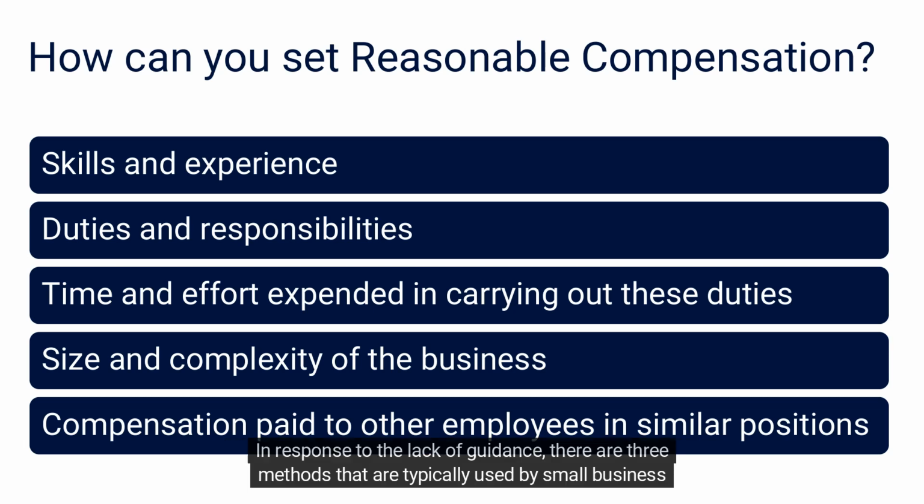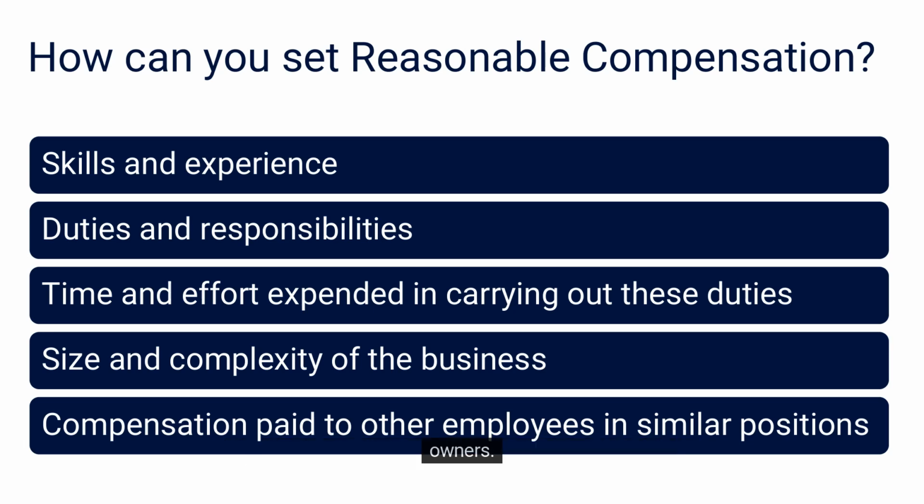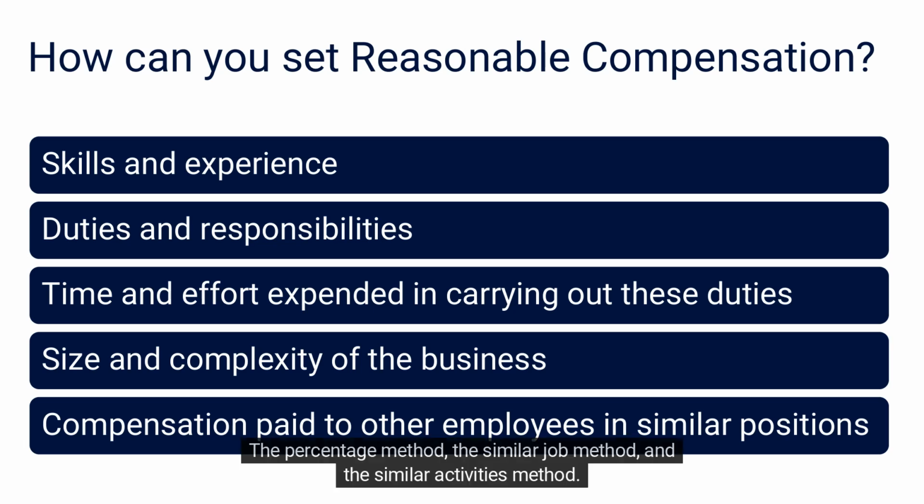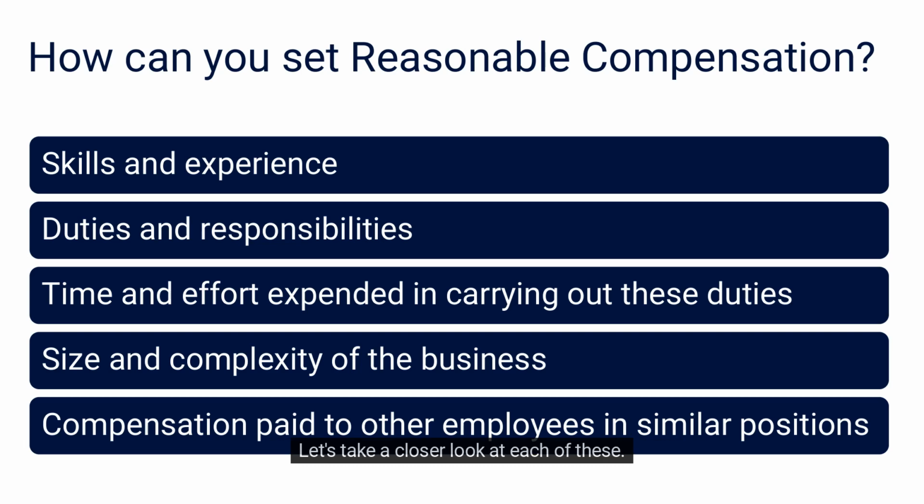In response to the lack of guidance, there are three methods that are typically used by small business owners: the percentage method, the similar job method, and the similar activities method. Let's take a closer look at each of these.